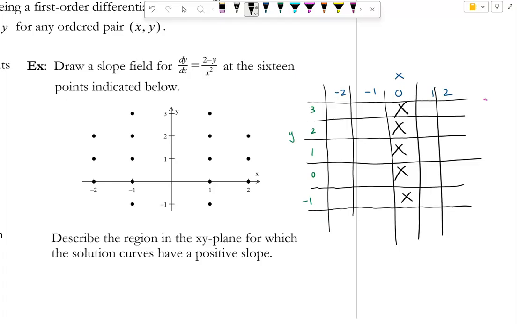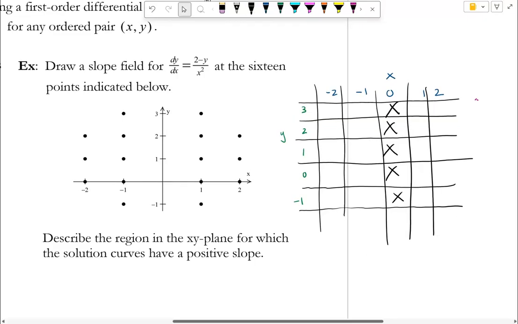I also notice when I look at my differential equation that my denominator is always x squared. So that's going to help me have a little symmetry, I think, when we go to find our slopes here. So again, I might either start with what's easiest or start with where I see a pattern. But if my slope is 2 minus y, when y is positive 3, my numerator is just always going to be negative 1, because 2 minus 3 is negative 1. So for my first slope, I'm going to get negative 1 divided by x squared.